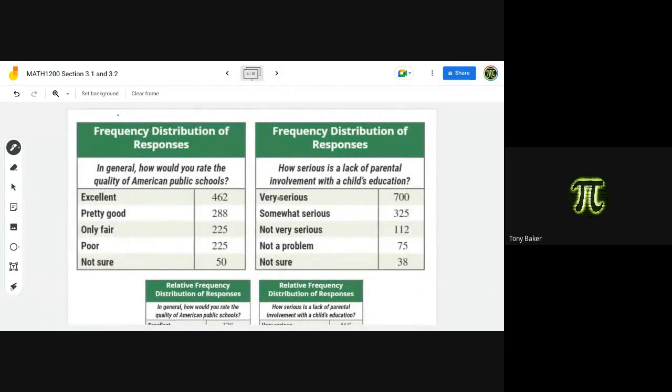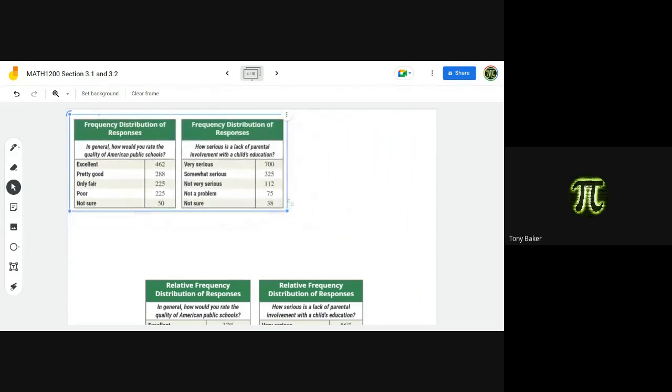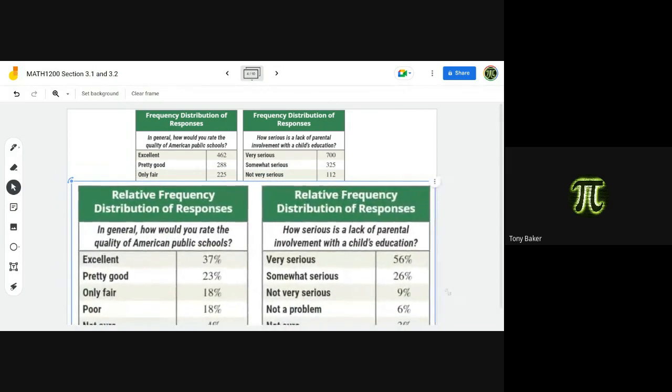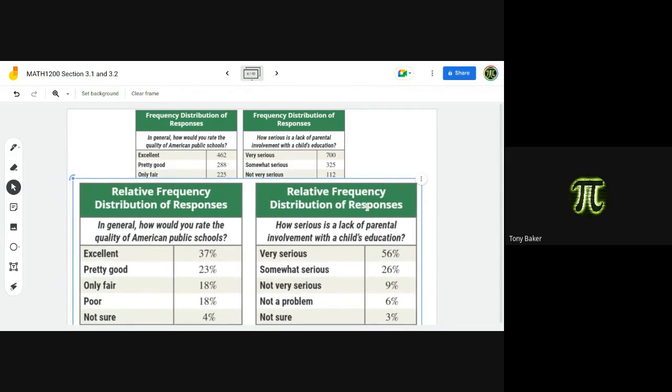Now, so there's our frequency distributions. So this is another one that we have here. What's the difference between this one, the one that we just looked at, and this one? Yes. The one is whole numbers and the other one is percentages. Okay. So what this one's called is a relative frequency distribution. The only difference is it's divided by how many people actually took the survey. So in this case, they were dividing it by 1,250.